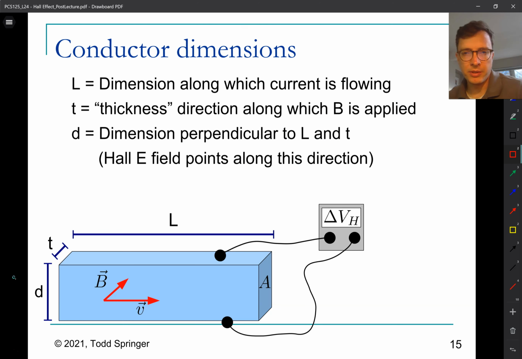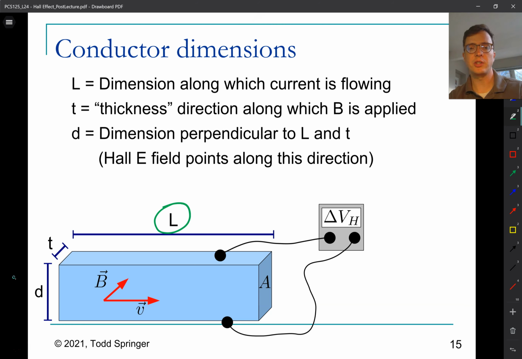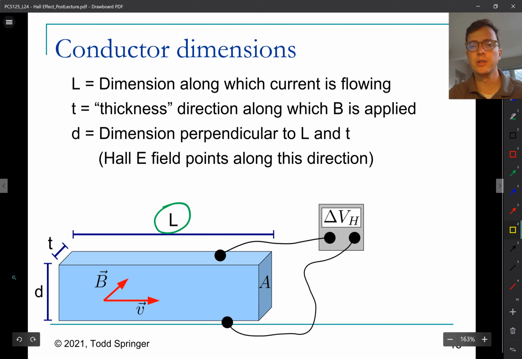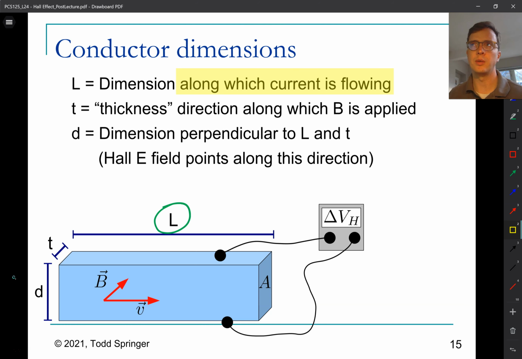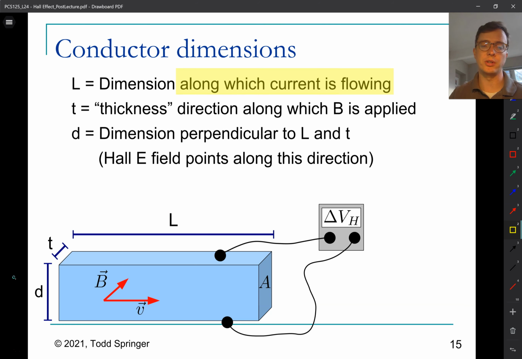Let me take a moment to talk about the directions, or the dimensions, of this conductor. So I'm going to call L the length of the conductor. That's the direction along which the current is flowing. L is always the direction along which the current is flowing. And that was the same thing we said when we were talking about resistance. R equals rho L over A. L was defined by the length, the direction along which the current is going. It's not necessarily the longest length. I could pass a current any of the ways in this conductor, and then L would be different.